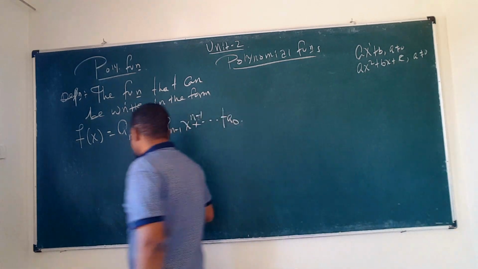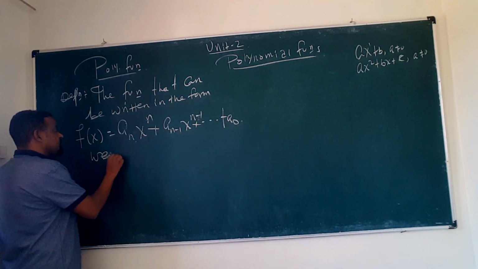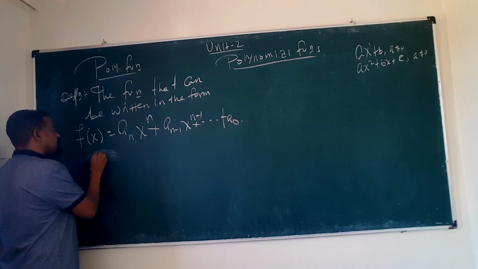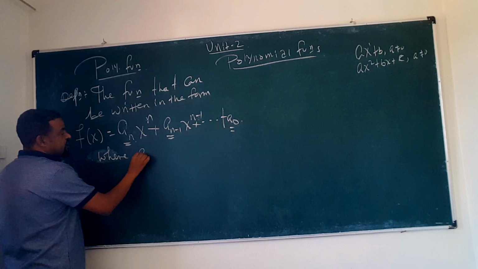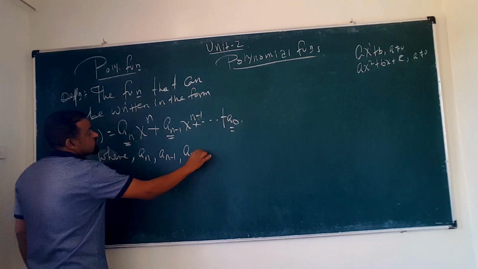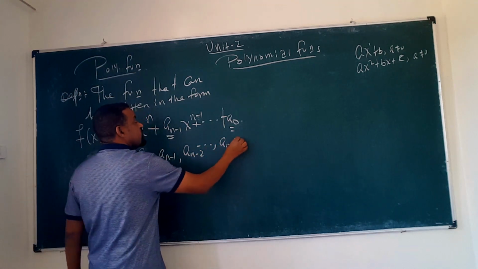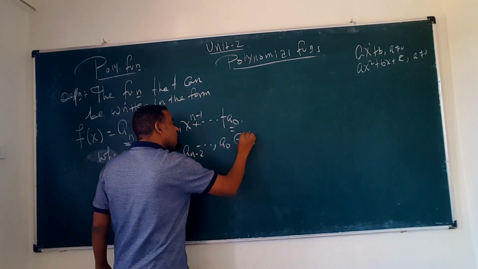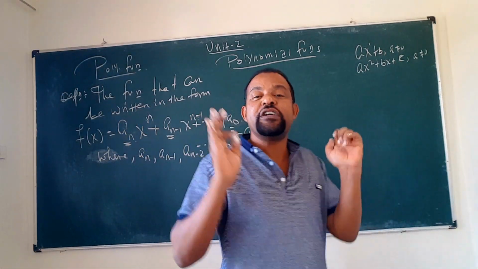Where there are criteria that should be satisfied. Where what? This a_(n-1), a_(n-2), continuing up to a naught, this should come from the set of real numbers. They should come from the set of real numbers.